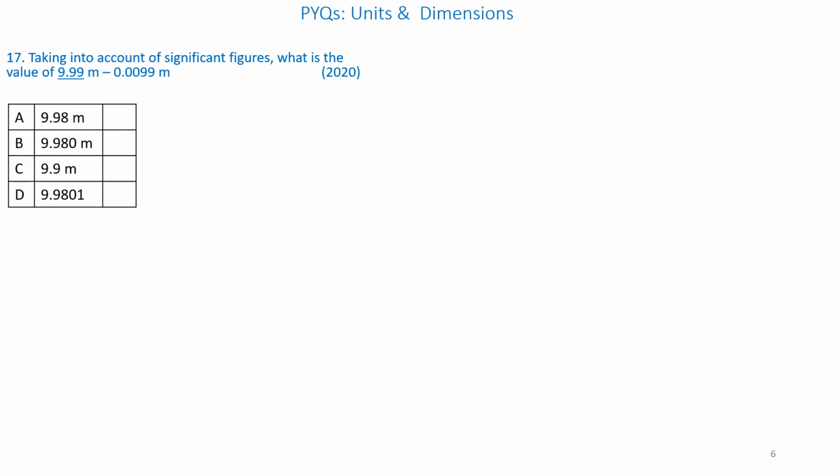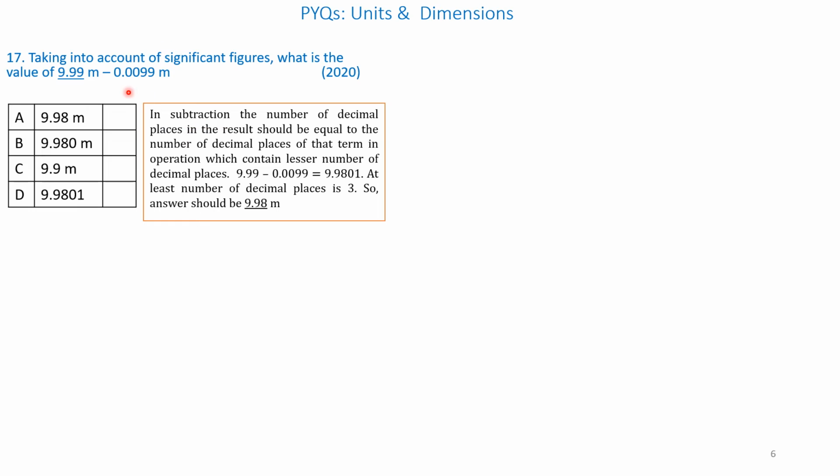Next, we'll take up question number 70. Taking into account the significant figures, what is the value of 9.99 meters minus 0.0099 meters? This is the question asked in competitive examinations of various state governments, state boards, as well as NEET and other JEE examinations. You have been given four options. Option A, 9.98. Option B, 9.980 meters. Option C, 9.99 meters. And option D, 9.9801 meters.